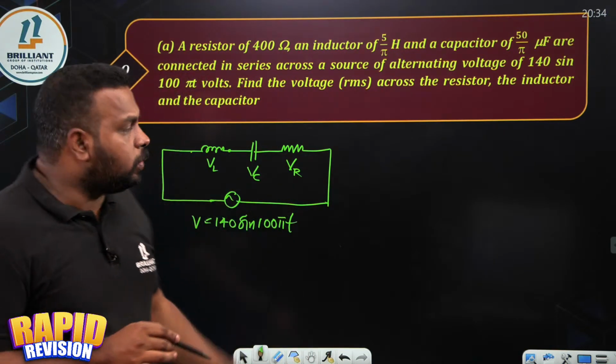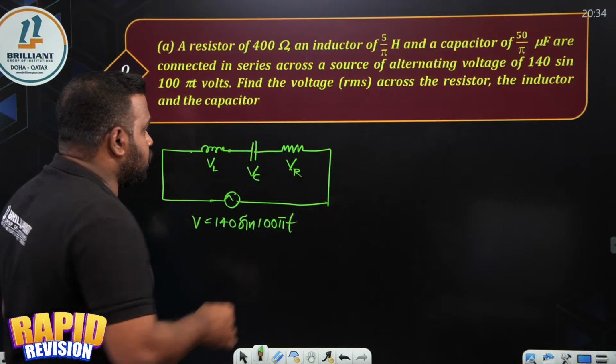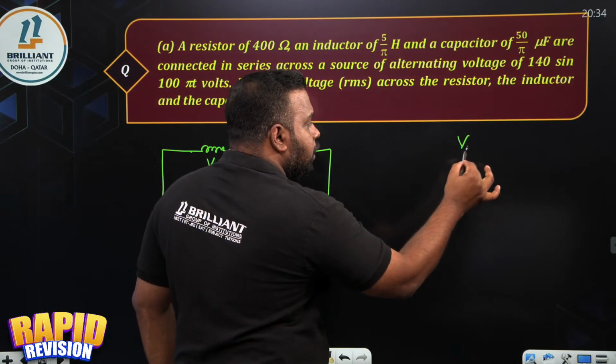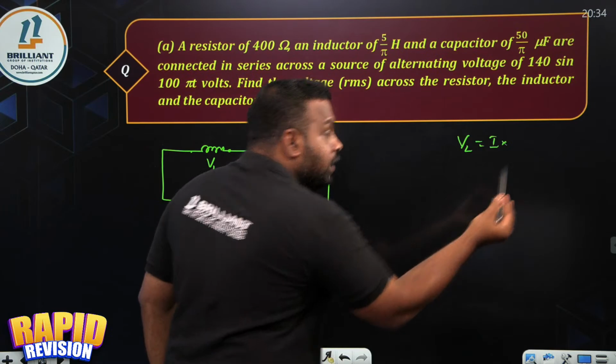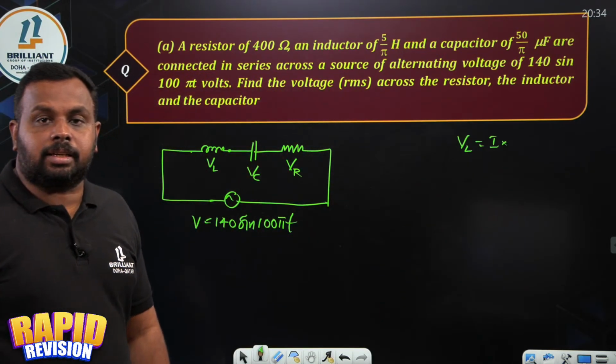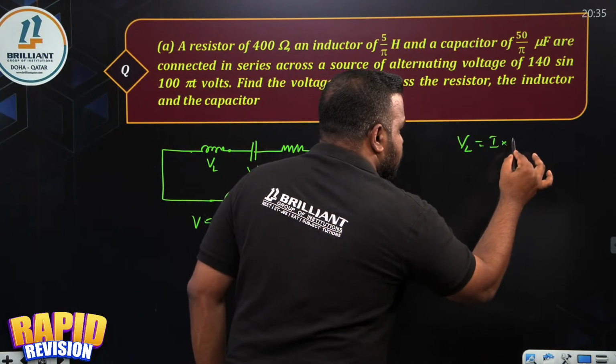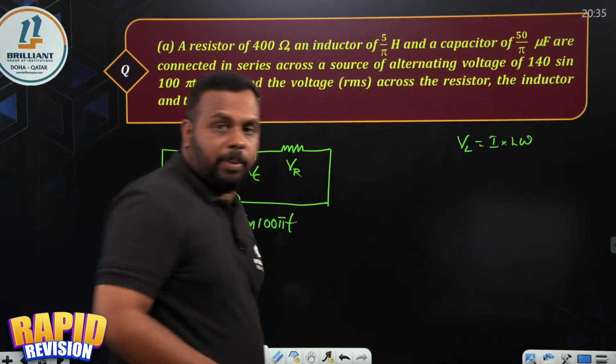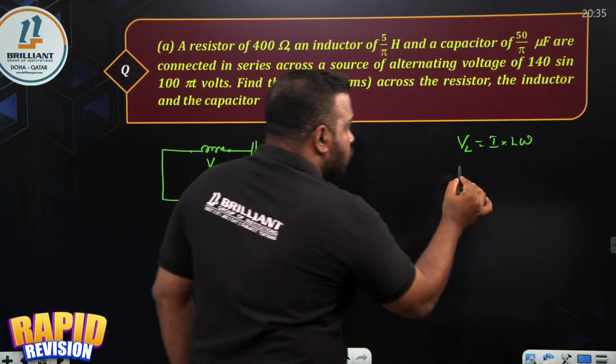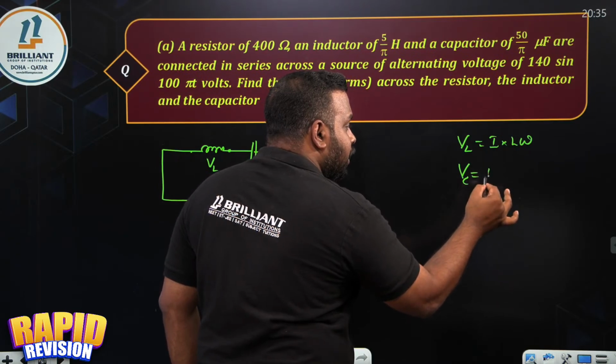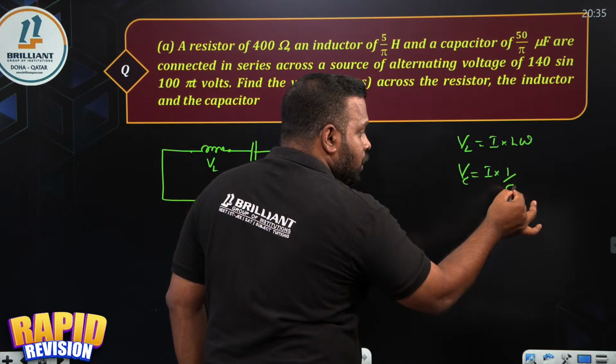How can you find voltage? You know that voltage is equal to current into resistance. So VL is equal to I into the resistance of that inductor. What is the formula? XL, which means L omega. What about VC? VC is I into XC, that is 1 by C omega.